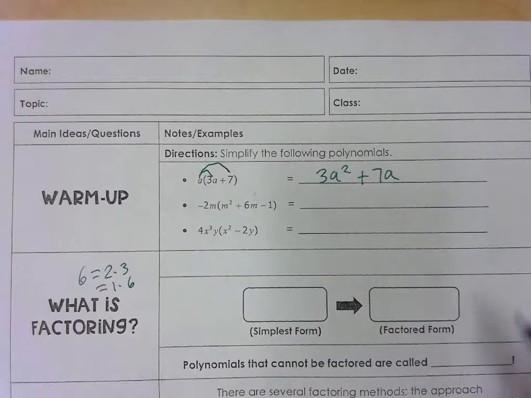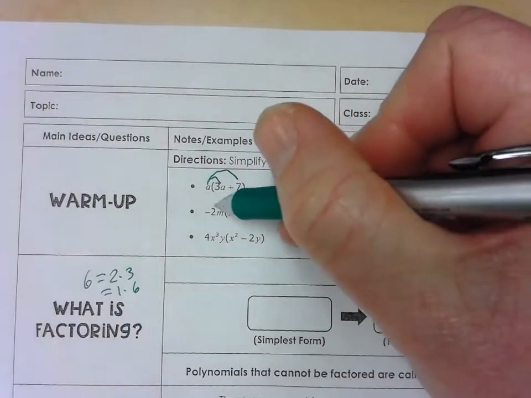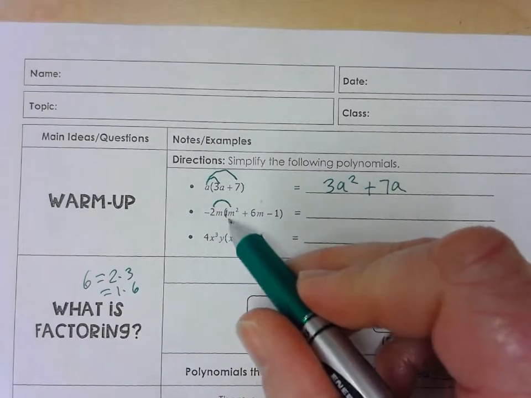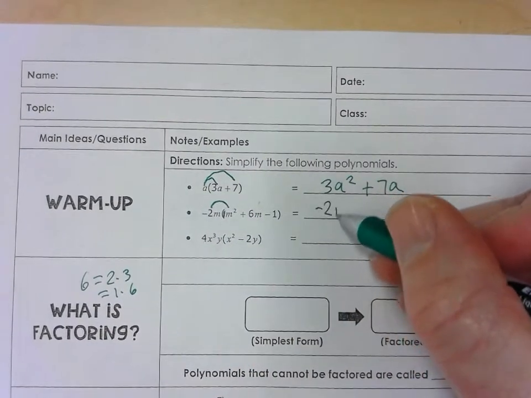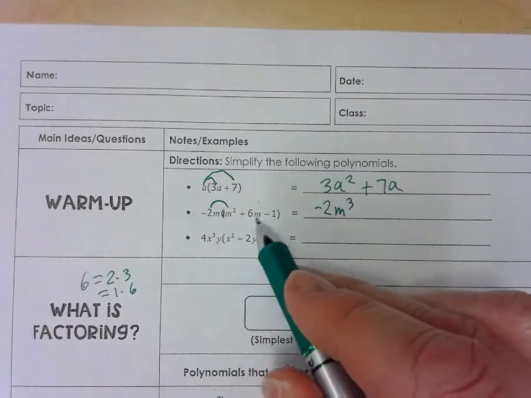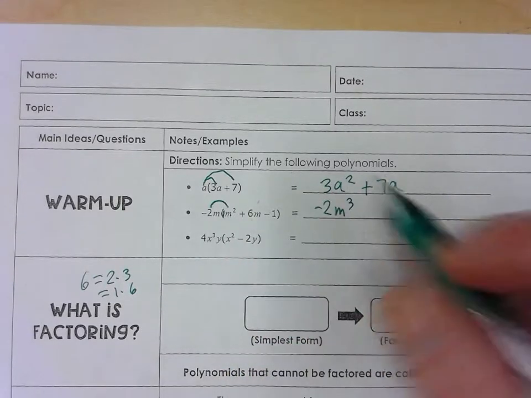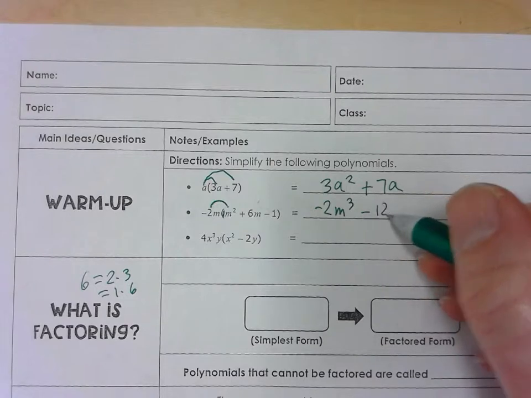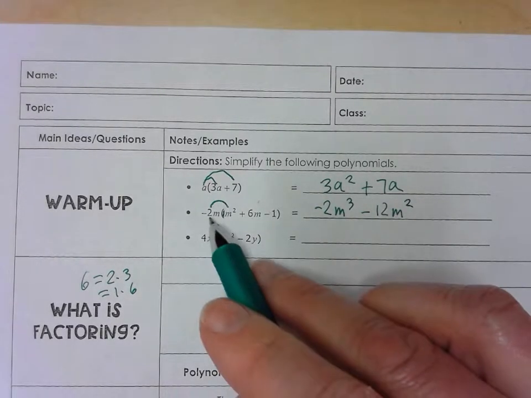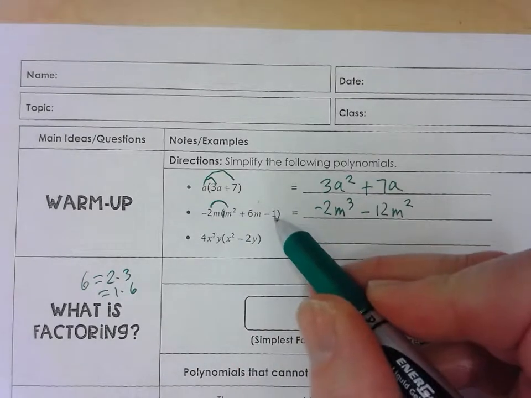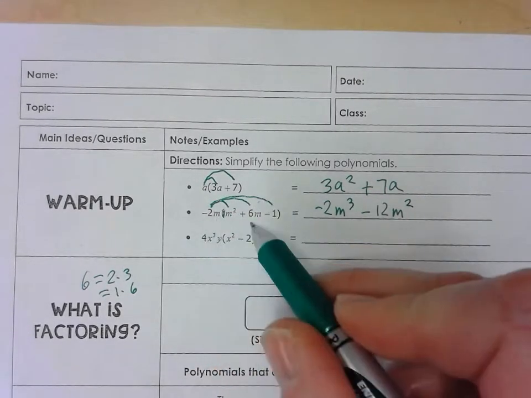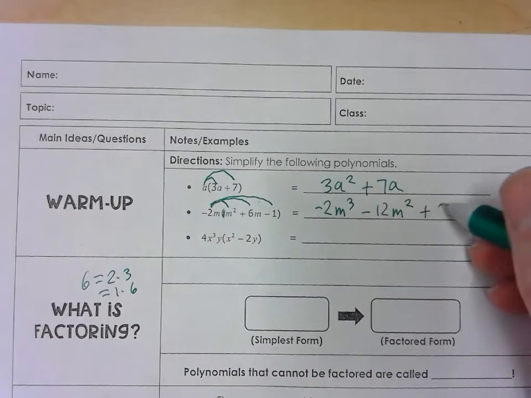And we're back. We're going to do this times this. So there's an invisible 1 there in front. So negative 2 times 1 is negative 2. M to the third, because we're adding exponents. You're multiplying numbers, but adding exponents. Negative 2 times 6 is minus 12. And m times m is m squared. And then negative 2m times negative 1 would be plus 2m.